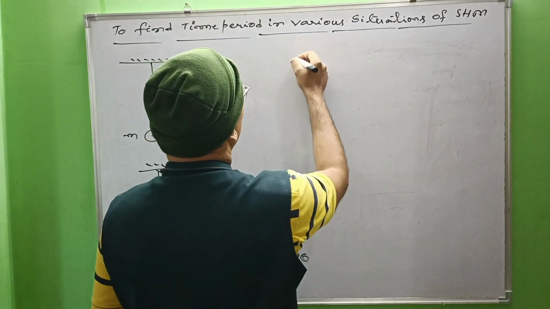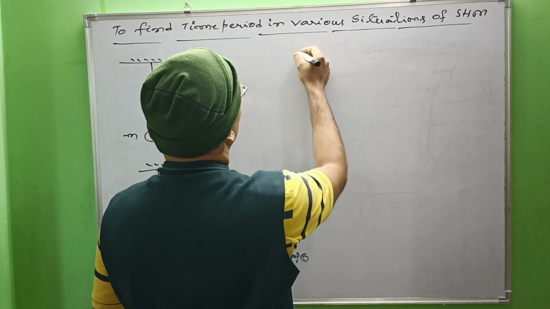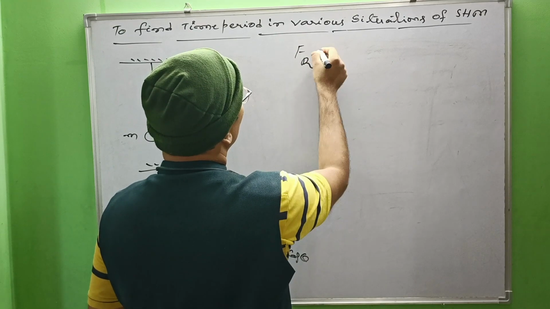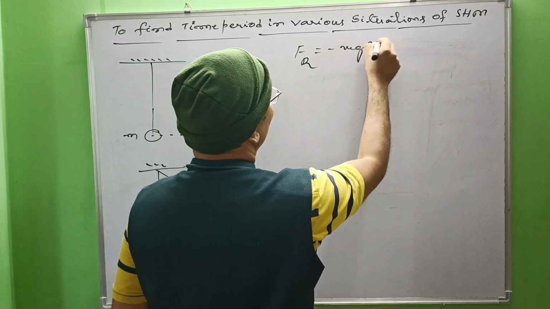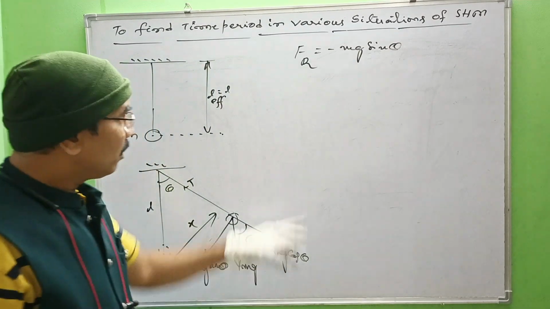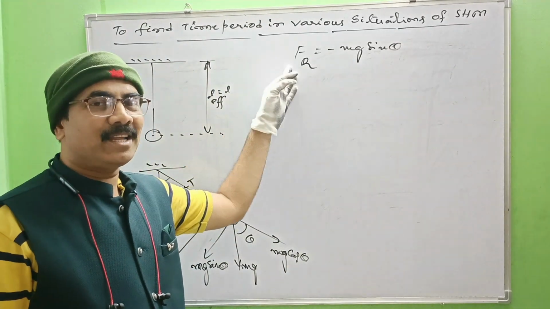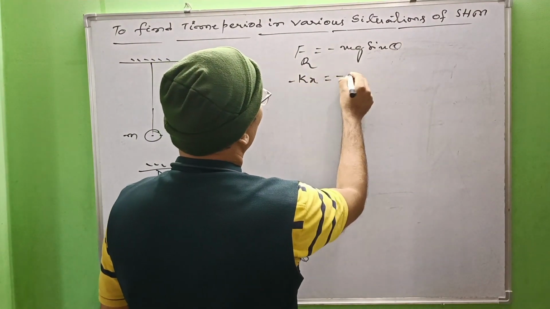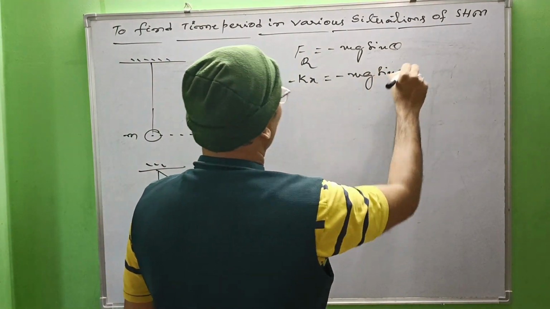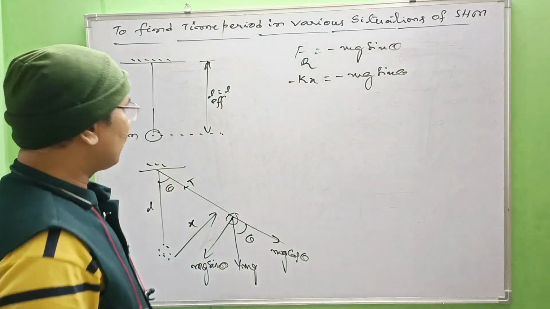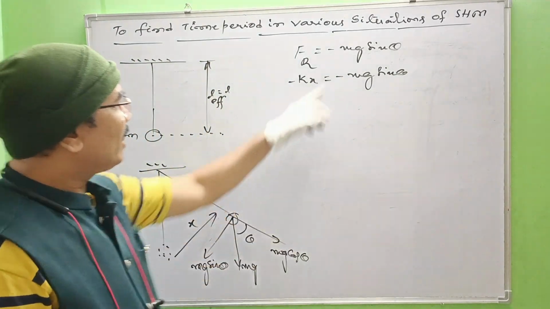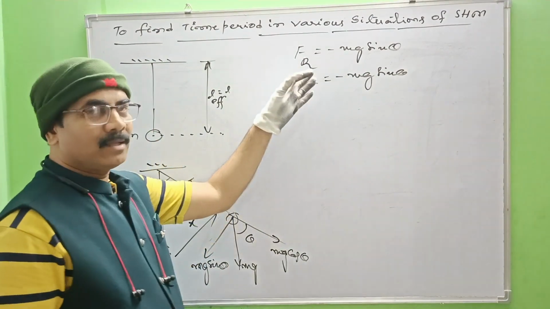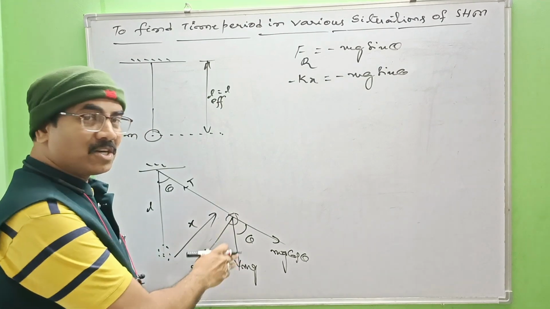Okay, so in the second step, F net is equal to minus kx. What is F net here? The restoring force, that is minus mg sin theta. So minus kx equals minus mg sin theta, right? The minus signs cancel here. Why is there a negative sign? Because the restoring force is opposite to the displacement. That's why it is, in other words, a retarding force.